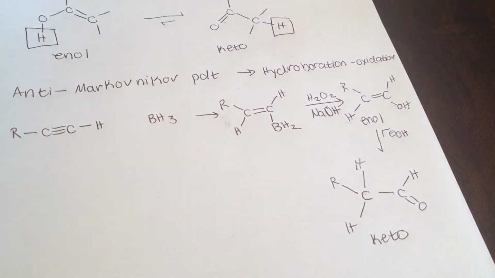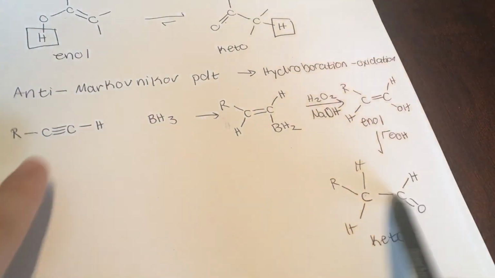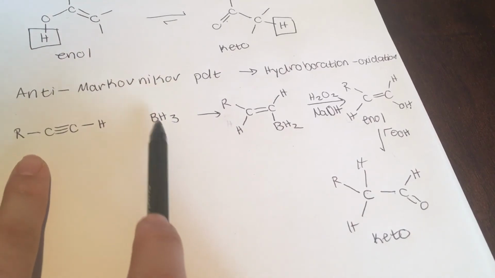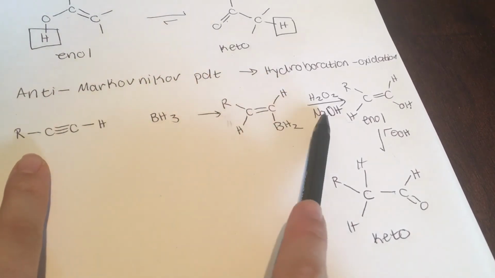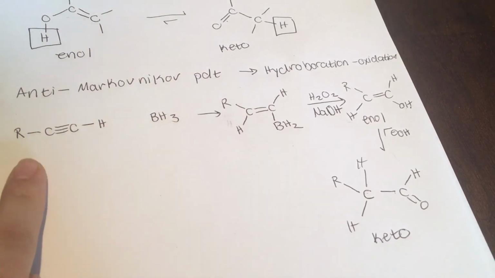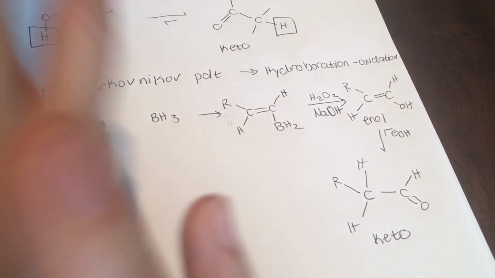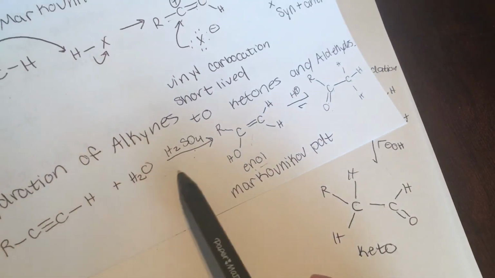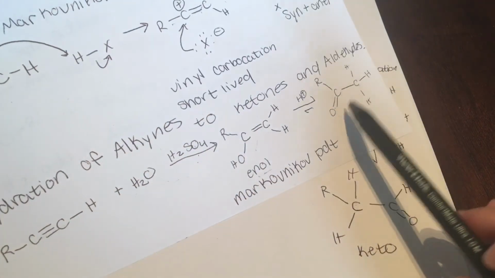Okay, and so if you were to react a terminal alkyne with hydroboration oxidation, your final product is going to be the keto form. Same with when we do our hydration of alkenes. So with H2O and acid, you're still going to get the keto form as your final product.